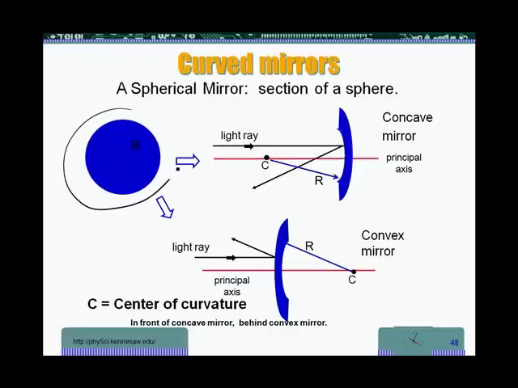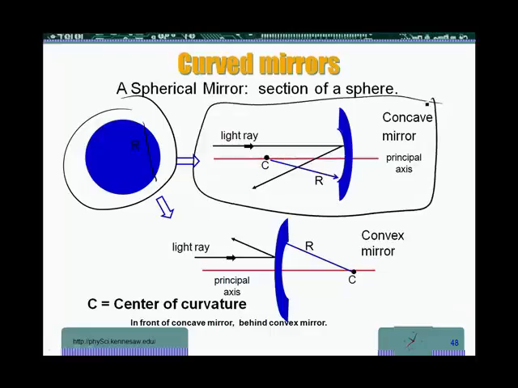Think of a sphere, and then you come and cut a section of it. Now, if the silvered side, the reflecting side, is going to be the inside side, then we have a concave mirror. That's what we have here. Now, if the silvered side or the reflecting side that we are going to use is the outer side, outside, then we have a convex mirror. Now, we define a few things.